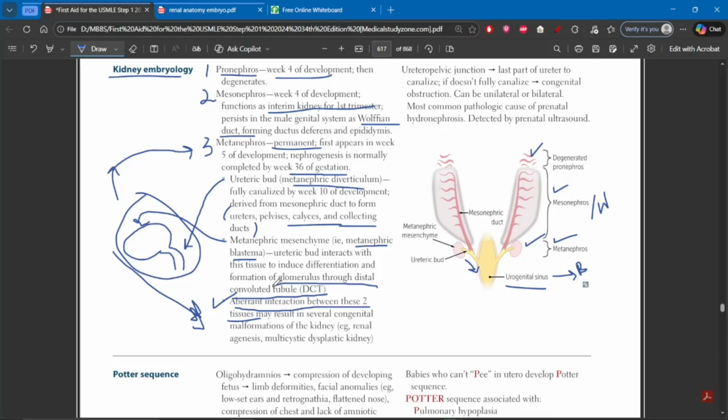So you must remember that the basic reason why there is a congenital malformation of the kidney is that there was an aberrant interaction between the metanephric mesenchyme and the ureteric bud, or the metanephric diverticulum, whatever you may want to call it. So you must remember this point. It's important.